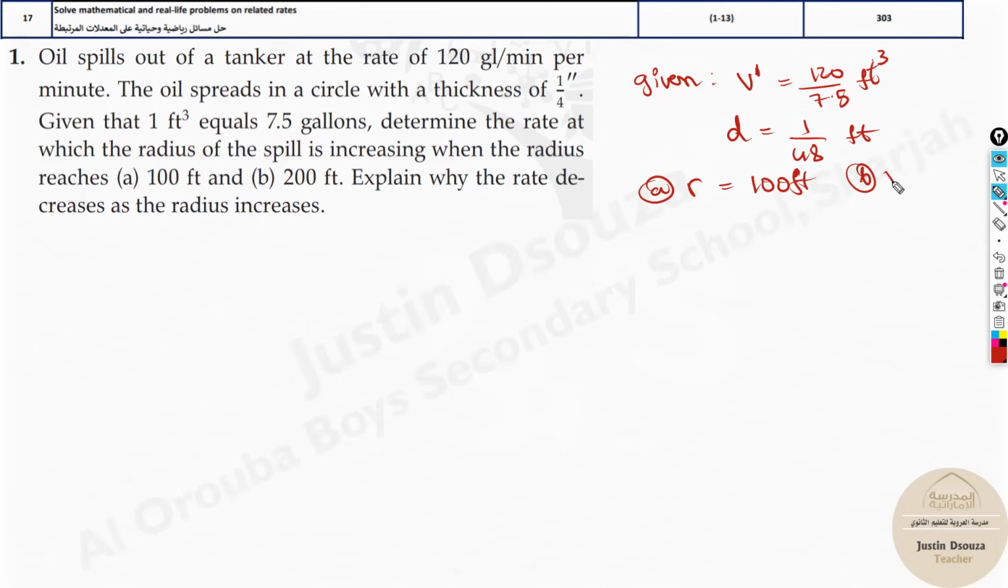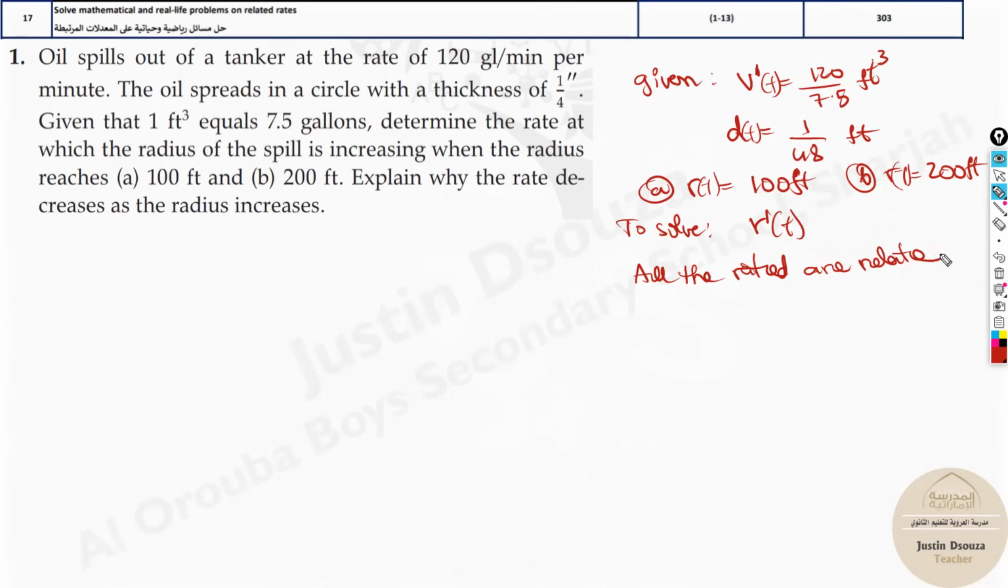And question B, sorry, R is 200 feet. And what do we need to find? It is the rate of the radius. Now, these are all with respect to time, changing with respect to time. But I'm not going to write (t) all the time. We know in related rates, we always have to mention this. I'll just write over here, all the rates are related with respect to time t. Okay, this is the thing.